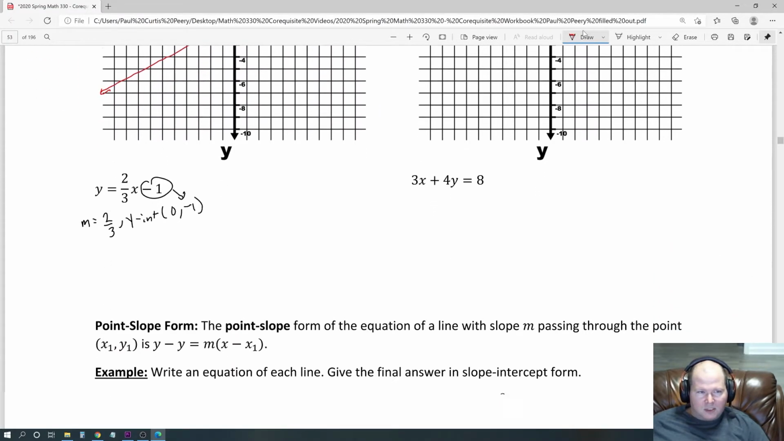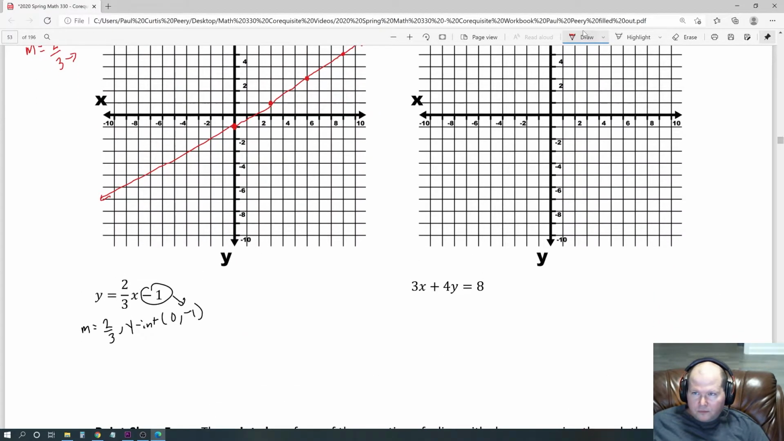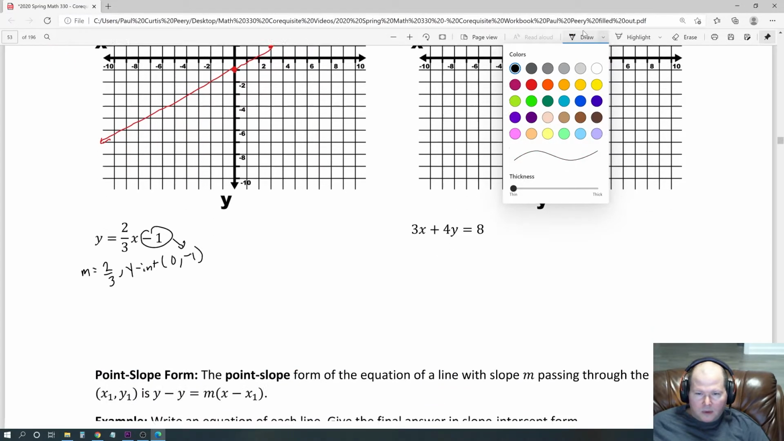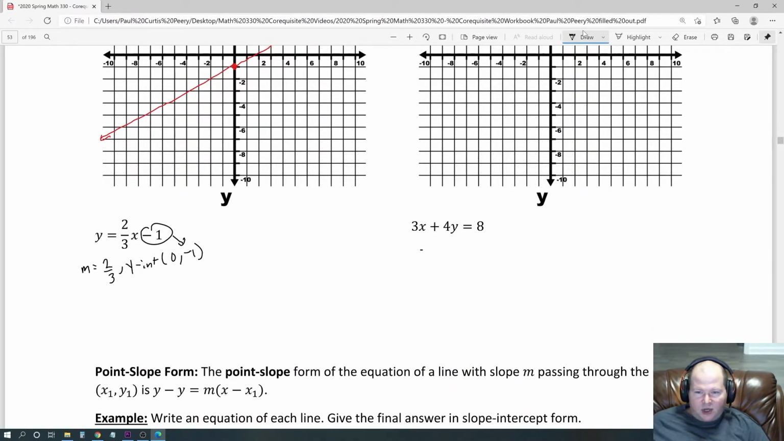Okay, so let's try this over here now. In this case, they didn't solve for y first, so we have to solve. We have to get this positive 4y by itself, the variable term with the y in it, first. So we have to get rid of this positive 3x. We do that by subtracting 3x, and whatever we do to one side, we do to the other. So that gives me 4y is equal to -3x plus 8.